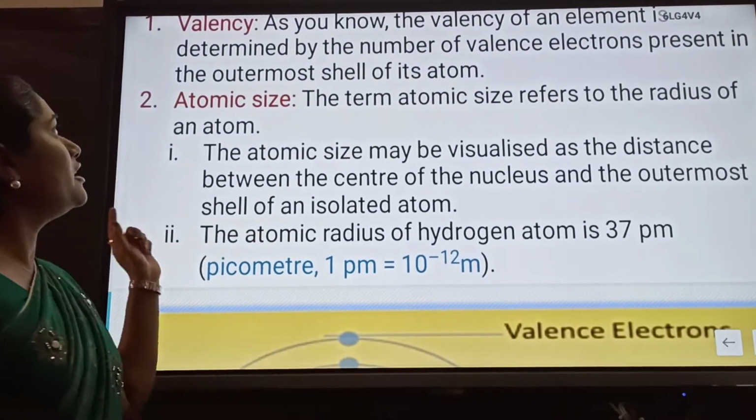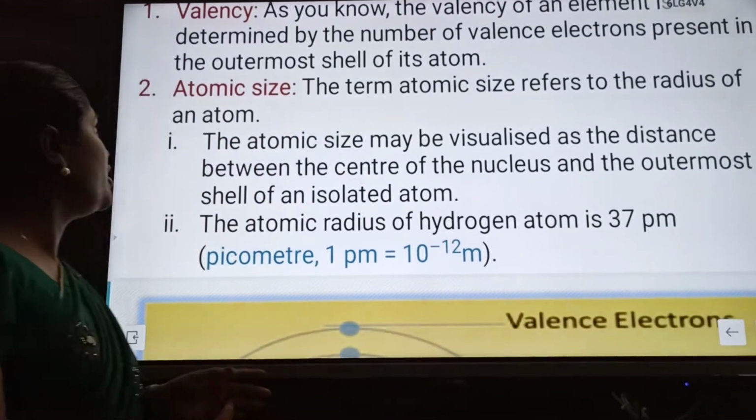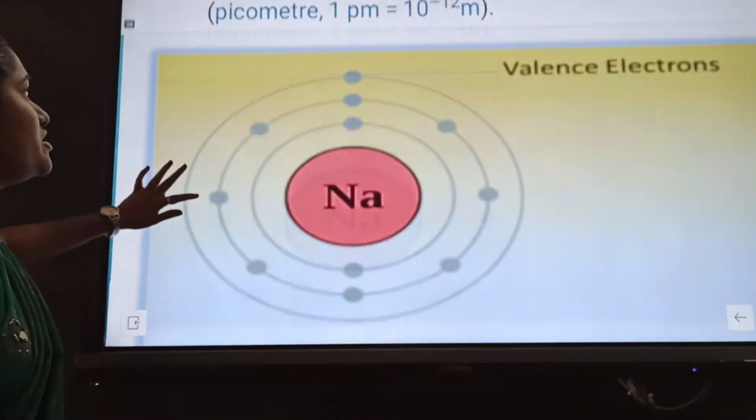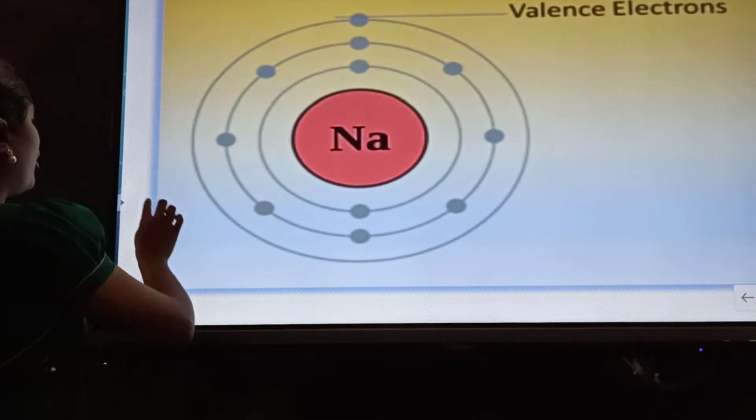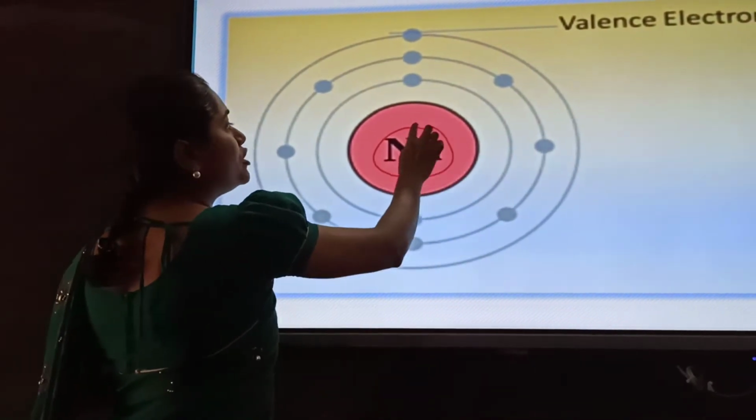What do you mean by the term atomic size? The term atomic size refers to the radius of an atom. So in this picture you can easily observe that atomic size is nothing but the radius, which we all know.